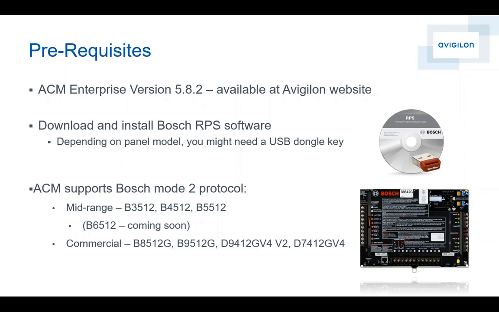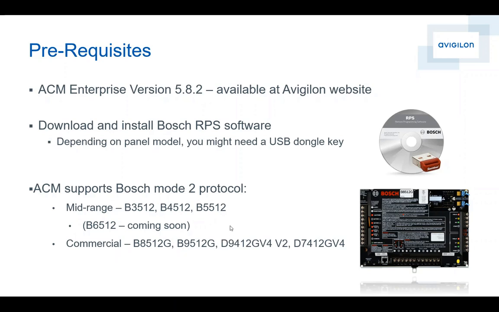Also, you're going to need to download and install, if you don't already have it, the Bosch RPS software. It's free. You can download that from the Bosch website. You might require the USB dongle key. This is the USB connector that you see over here that enables you to create configuration for Bosch commercial panels. If you're using a mid-range panel anywhere between the B3512 to the B5512, which is the one that we're going to use for this demonstration today, you do not require this dongle key. Again, just for the commercial application.